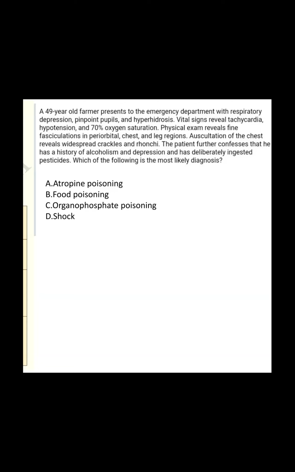I think it's C, organophosphate poisoning. What are the clues, Dr. Hira? Ma'am, respiratory depression, pinpoint pupils, hyperhidrosis, he is tachycardic and hypotensive, oxygen saturation is low, and there are fasciculations. Yes, all point towards organophosphate poisoning, an exam question. We have to remember this presentation.